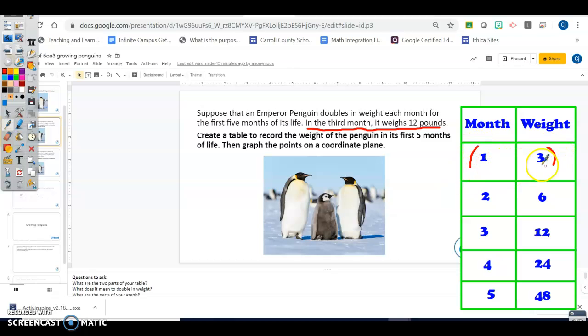That would tell me in 1 month the penguin weighed 3 pounds. Then in 2 months, the penguin weighed 6 pounds. In 3 months, the penguin weighed 12 pounds. In 4 months, the penguin weighed 24 pounds. And in 5 months, the emperor penguin weighed 48 pounds. So using just the information here, you were able to come up with your patterns following those rules. If you have any questions on this one, send me a message and I can go back over it with you one-on-one.